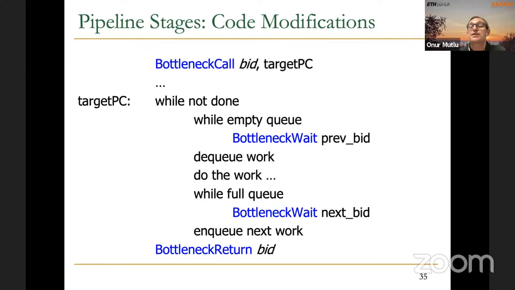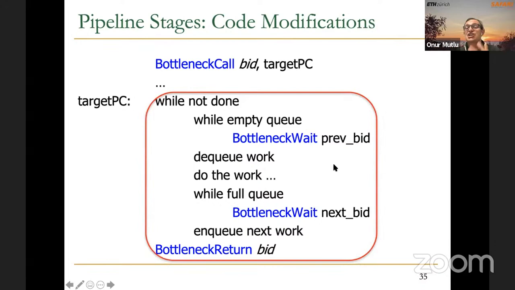So all of these bottlenecks need to be treated differently, as you can see, because the nature of how they're bottlenecking and where you should increment the thread waiting cycles is different. And if you come up with another synchronization primitive, you need to come up with how to insert bottleneck call, bottleneck wait, and bottleneck return instructions.